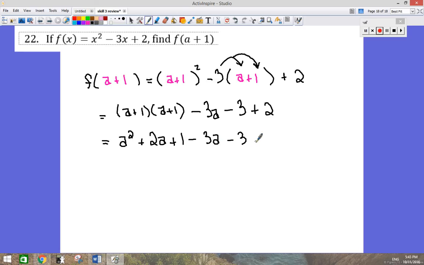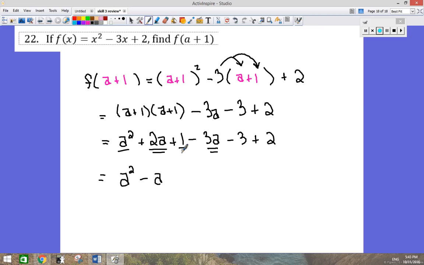And now we look and see if we have any like terms. So I only have this a squared. I don't have any other squared terms. Here I have a linear term, a to the first power. Here I have an a to the first power. So I can combine them. I've got 2 of these a's. I'm taking away 3 of them. That leaves me in debt a negative a.